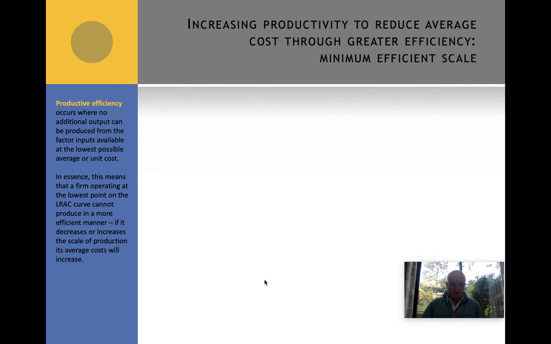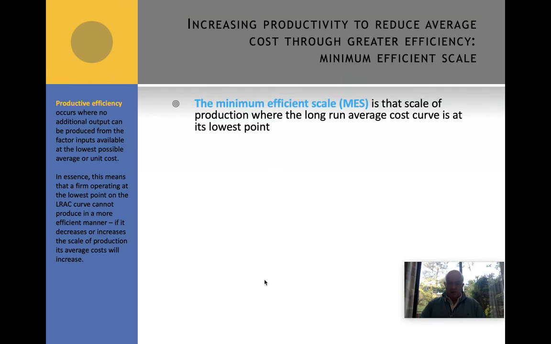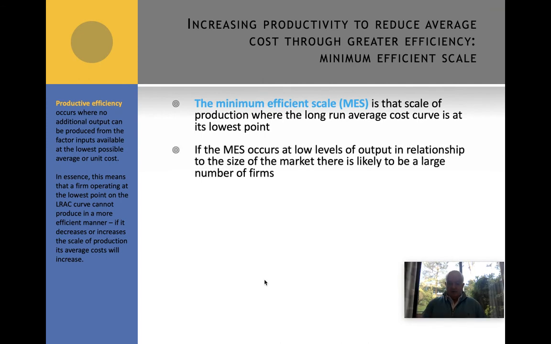And if we get decreases or increases in the scale of production, then those long run average costs will start to increase. We can show this in a number of different ways, but this minimum efficient scale principle that's mentioned in the title of this slide is quite an important one. So this is the point. The MES, the minimum efficient scale of any organisation, is the scale of production where the long run average cost curve is at its lowest point. That clearly is quite an important principle.